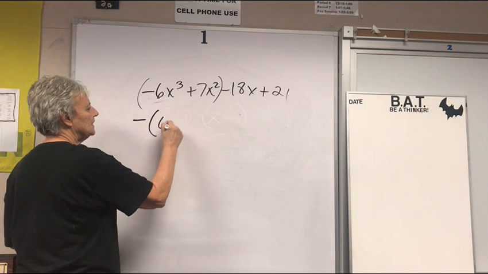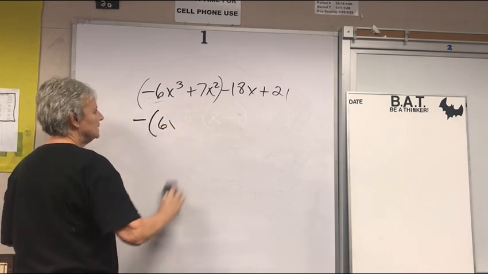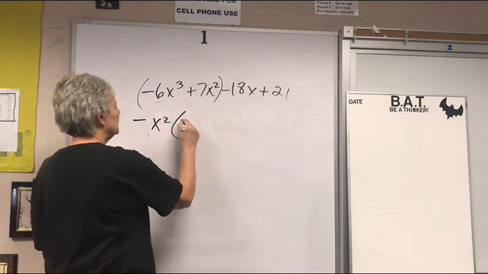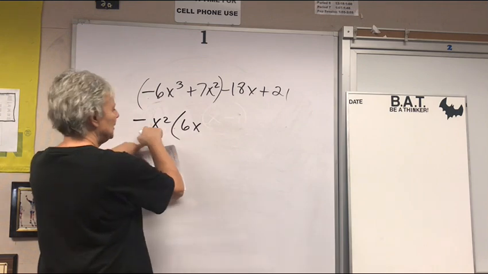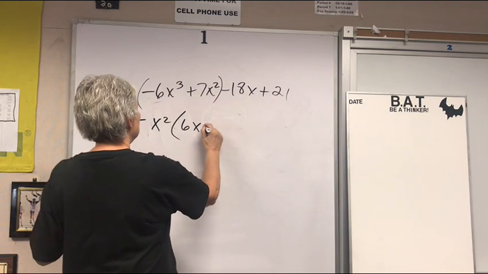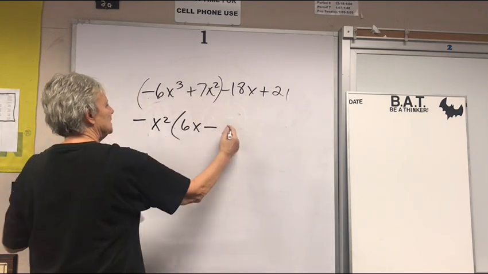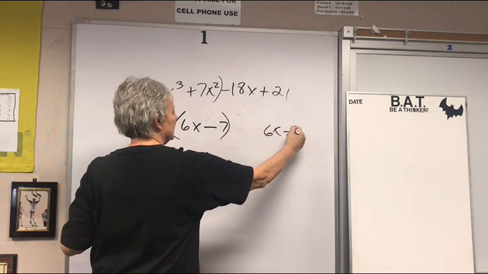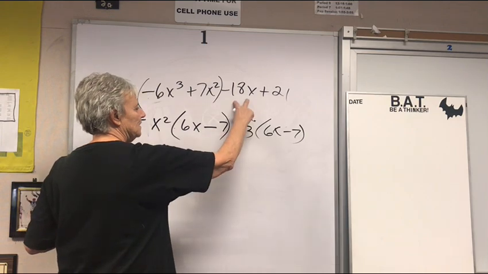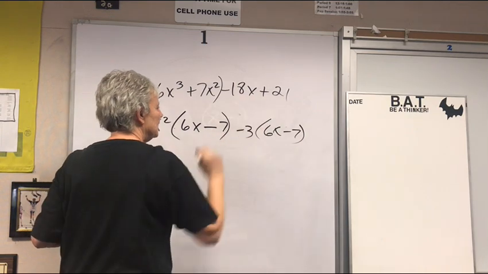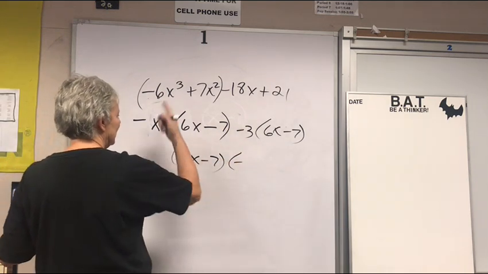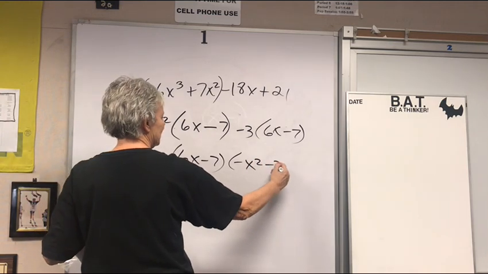Negative 6. Common factor is x squared times 6x. See why I took out a negative so I don't have a negative there. 6x to the third, negative, minus, negative times negative is positive, 7. 6x minus 7, and we need a negative 3. Negative times positive, negative times negative, we're good. Final answer, 6x minus 7. Oh, we're going to get a negative anyway. Negative x squared minus 3.